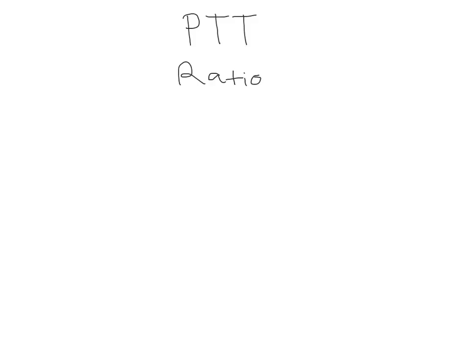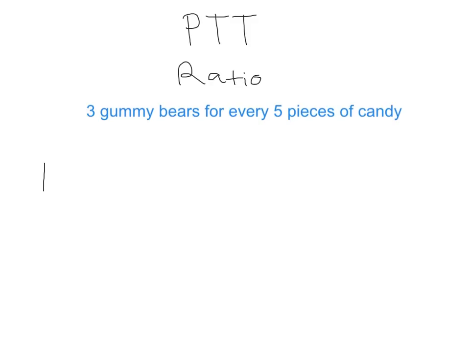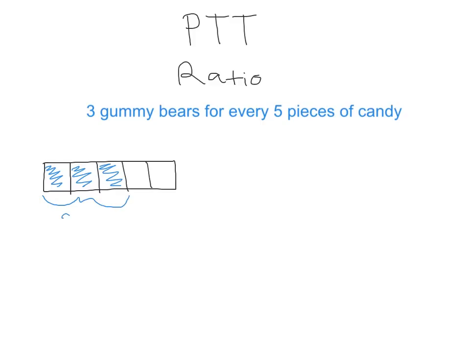Another thing I like to talk about is something called a part-to-total ratio. And you can find some place in your notes in your handout to go ahead and write this down. An example of a part-to-total ratio would be 3 gummy bears for every 5 pieces of candy. So a tape diagram for this would look like 5 pieces of candy like this, that's divided up, and I would color 3 of them, and these 3 are considered the gummy bears.